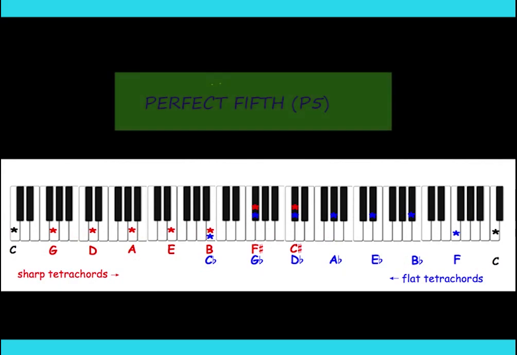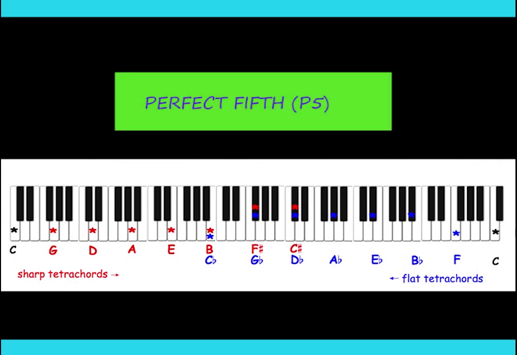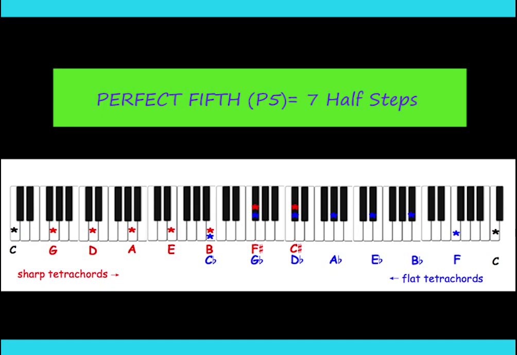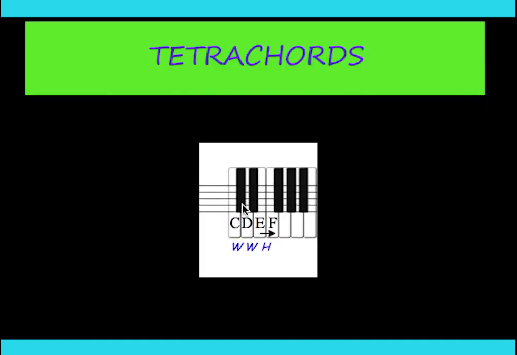The five letter names are called a perfect fifth and are seven half steps apart. So, 1, 2, 3, 4, 5, 6, 7. A perfect fifth is the interval name.